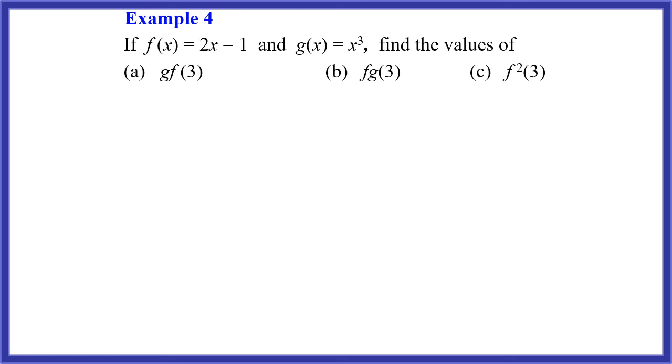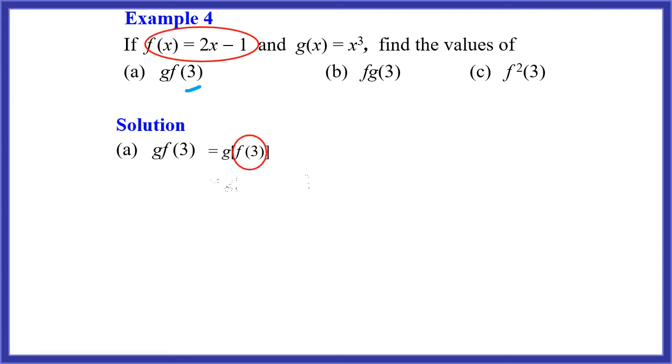Example 4. If f(x) equals 2x minus 1 and g(x) equals x cubed, find the values of gf(3). So to find gf(3), it is g of f of 3. So f of 3, what is f of 3? Directly, it is equal to 2 multiplied by 3 minus 1. So we just have to replace x with 3.